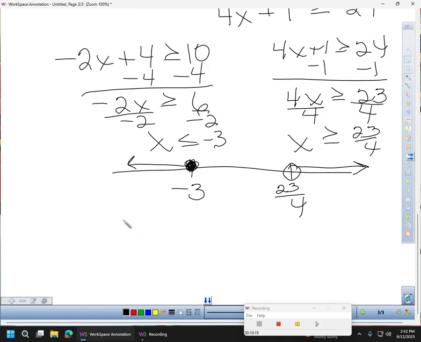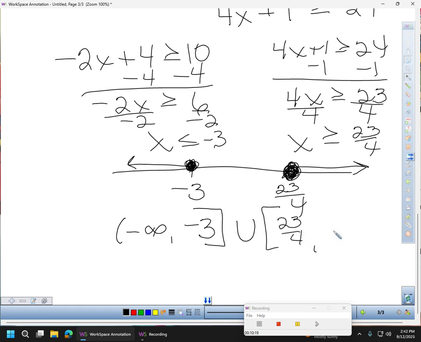Start with, oh, sorry, it's close, my bad. I can make a mistake once in a while. It's okay. All right, here we go. I have negative infinity to negative 3 with a what? Now what? Good. I have a closed dot. 23 over 4 to infinity.